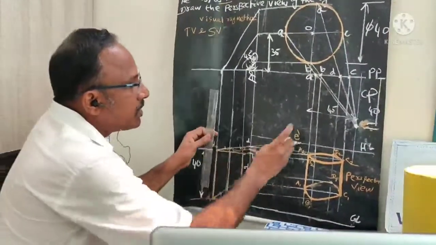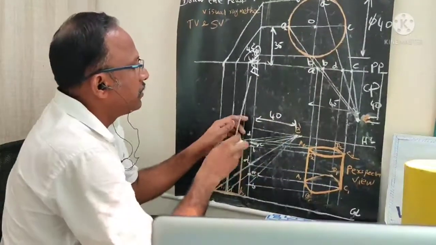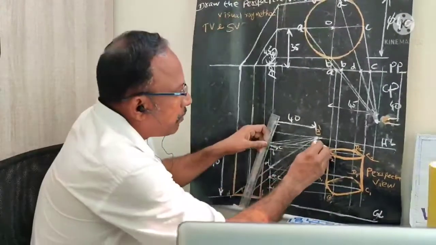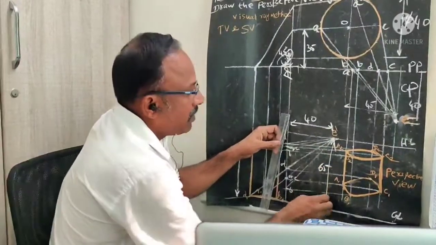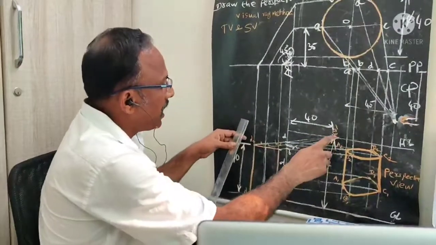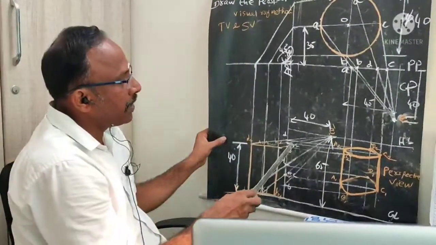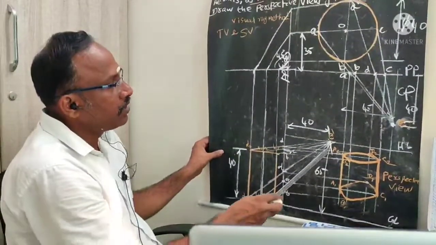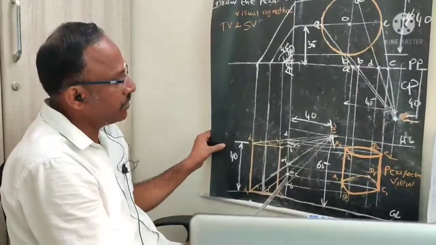Similarly, I mark this E dash point. This point is also 40 millimeter from this PP line. Now this station point is 65 mm above, this distance is 65 mm, and the right side is 40 millimeter. We mark this E dash and connect it with the top points, and the meeting points are marked here. Similarly, the bottom corner points are joined with this E dash. We mark these corner joining points, right?